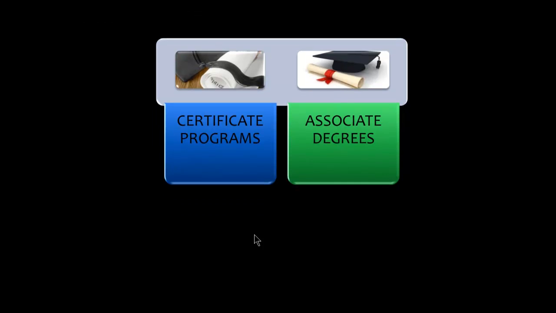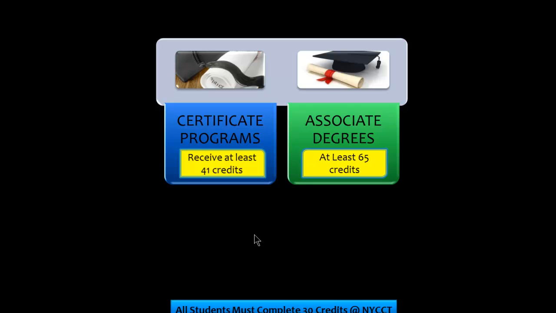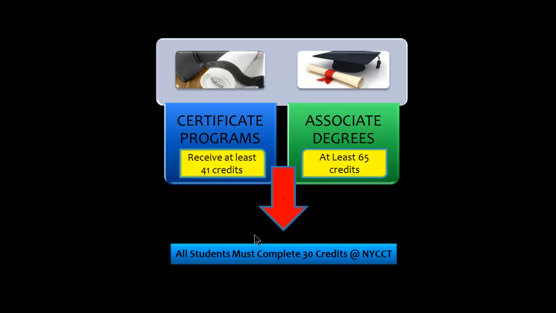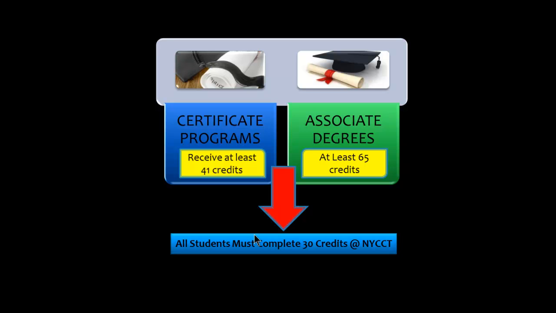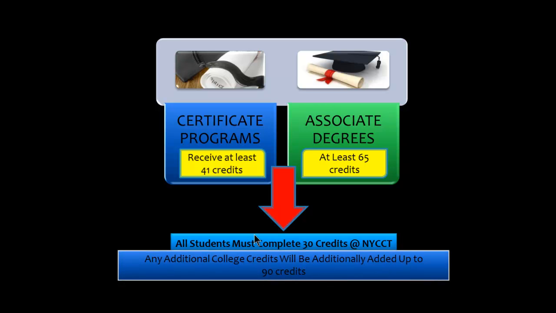So this has some animations. We have certificate programs versus associate degree programs. And as I click, you'll see some things appear. So receive at least 41 credits on that side. From the other side, we have at least 65 credits. But you'll see all students need to complete 30 credits. And after that, any additional college credits will be added, so on.